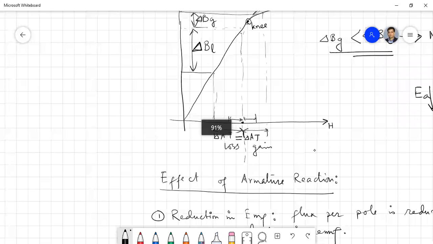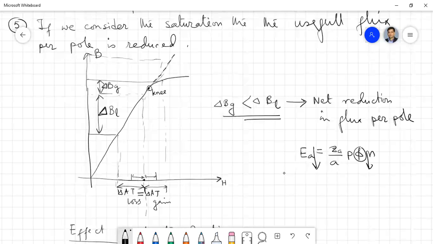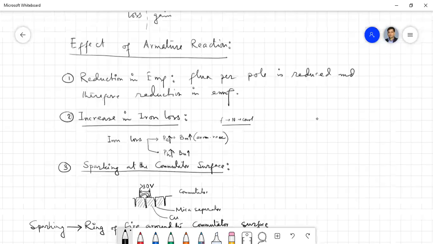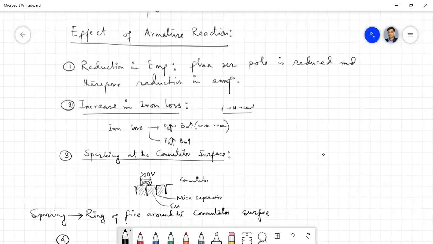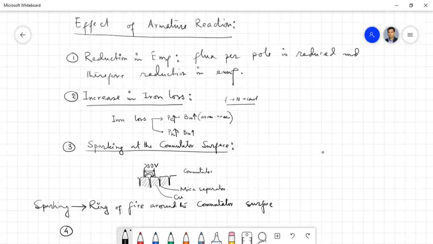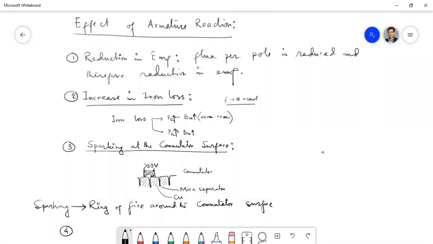Okay. Sir, I have a question here. Bolo. Sir, can we tell that the armature reaction causes the under commutation as the sparking occurs? Under commutation. Okay.